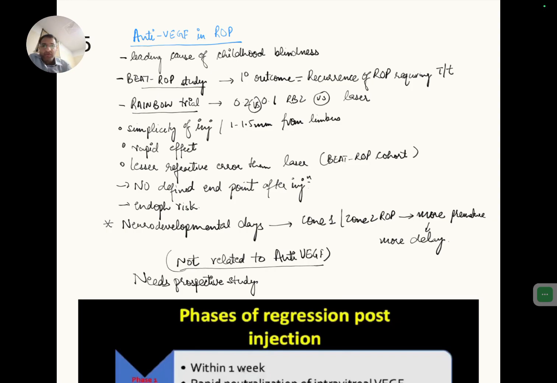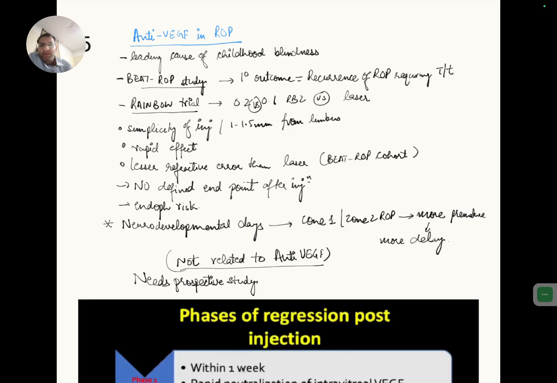ROP is the leading cause of blindness in childhood as of now. It's not any other; this is the leading cause of childhood blindness presently. We have different trials in which anti-VEGF was tried. One is the BEAT-ROP trial, the other is the RAINBOW trial. In BEAT-ROP, Avastin was used, and the primary outcome was recurrence of ROP requiring treatment after anti-VEGF versus laser. What is the RAINBOW trial? RAINBOW is 0.2 ranibizumab versus 0.1 ranibizumab versus laser.